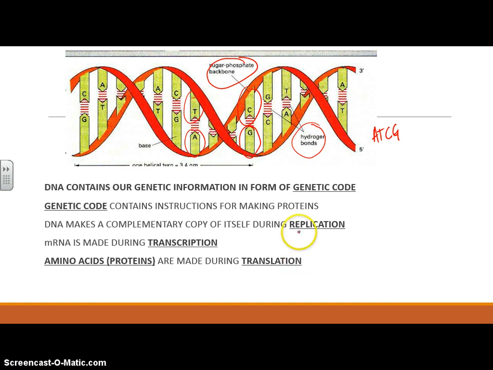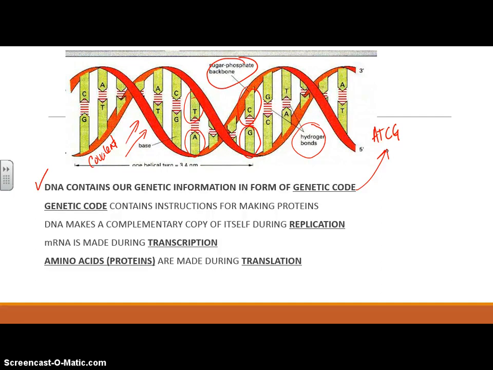The sugars and the phosphates, which are the sides of the ladder, that would be these red lines, are connected by what we call covalent bonds. All right, remember DNA contains our genetic information in the form of genetic code. The genetic code, if you remember, is A, T, C, and G, those letters.